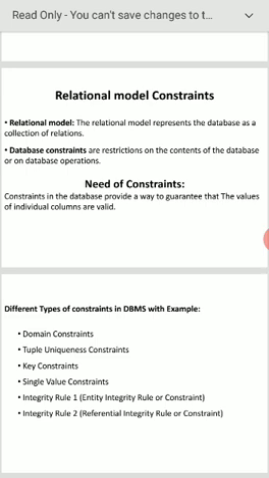Suppose here I will take a 2. In first tuple 1A, BCA. In second tuple I will take 2A, BCA something. Here A is duplicated. It is not allowed. This is called tuple uniqueness constraint.